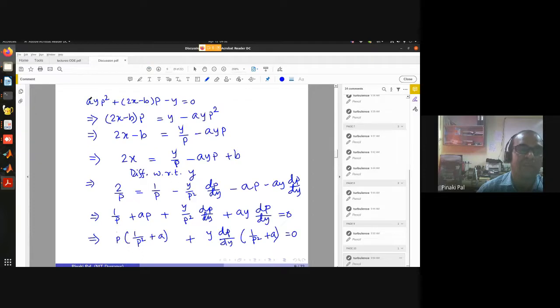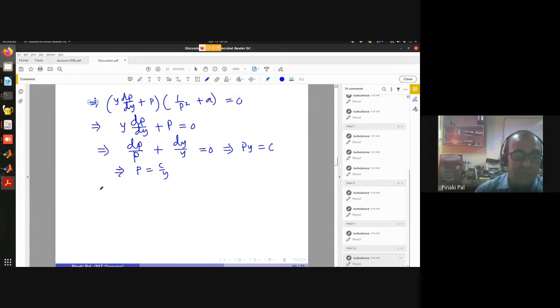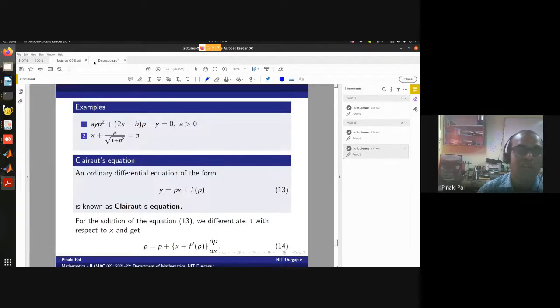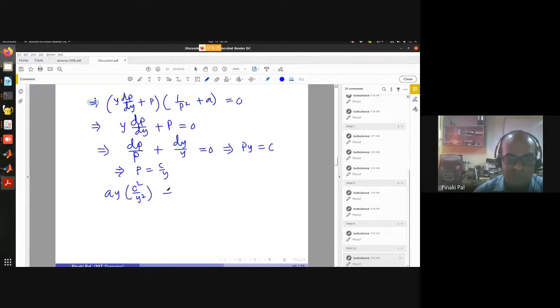Eliminating p: a y p square means a y c square by y square. Then we have 2x minus b plus (2x minus b) into p, that is c by y, minus y. So you simplify it and you can write the general solution, and there is no singular solution of the problem.